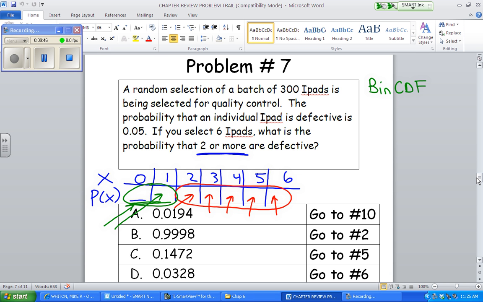Now that's everything up to 1. So it's a similar order. There's still 6 things, there's still a 0.05 chance, and we want to go up through 1. We don't want to include 2 here. Okay, and then to get our final answer, what we would need to do is take 1 minus that, and that would give you all of the red ones that we want, would be 2 or more. Okay, so it's 1 minus the binomial CDF. That will give you the chance that it's 2 or more. Okay, and this one should turn out to be 0.0328. Okay, so D was the answer there.